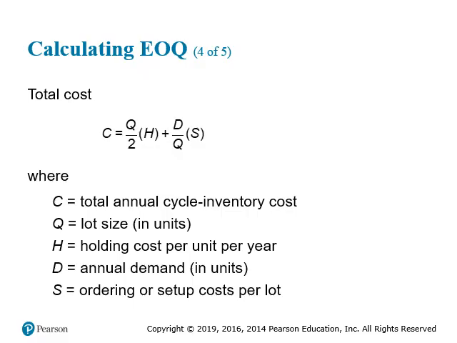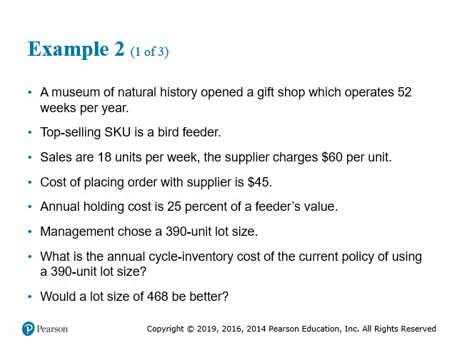So the annual holding cost was Q over 2 times H, where Q is our lot size and H is the holding cost per unit per year. The annual ordering cost is D over Q times S. This is a capital D representing annual demand, and S is our setup cost per lot. Q again is the lot size. Let's look at an example.